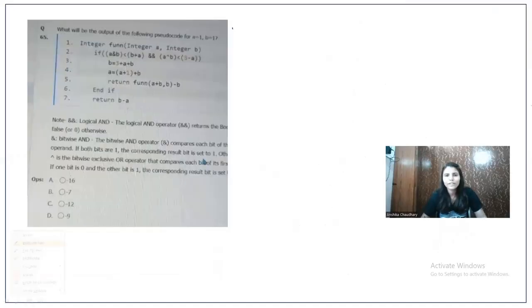Now A equals to 1 and B equals to 1. So we need to run this function for these values. So A equals to 1, B equals to 1. All right. Now here, we are checking a condition, if A AND B, A is 1 and B is also 1. So 1 and 1.